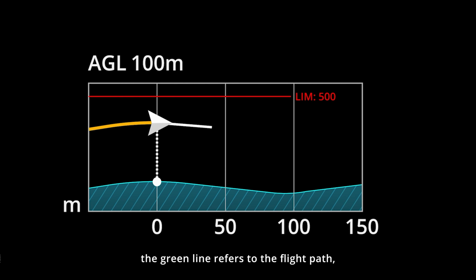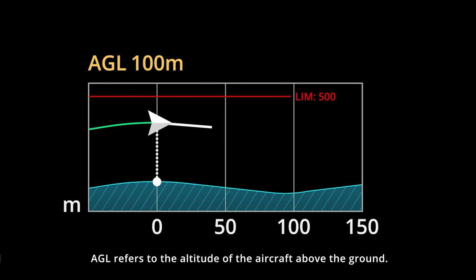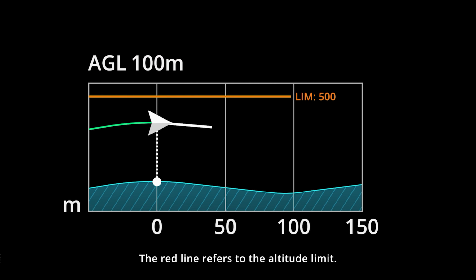The green line refers to the flight path, and the white line refers to the aircraft velocity director, indicating the direction of acceleration. AGL refers to the altitude of the aircraft above the ground. The red line refers to the altitude limit.